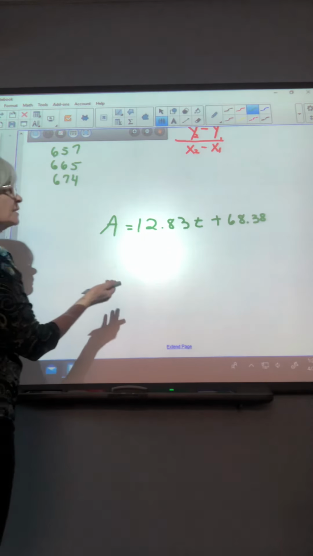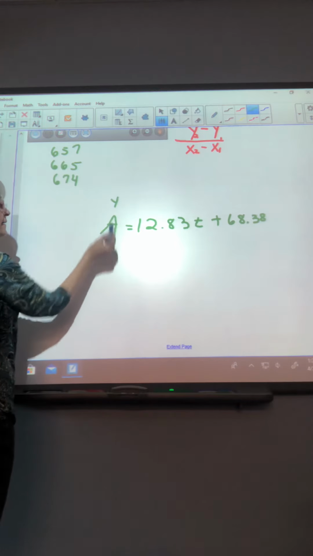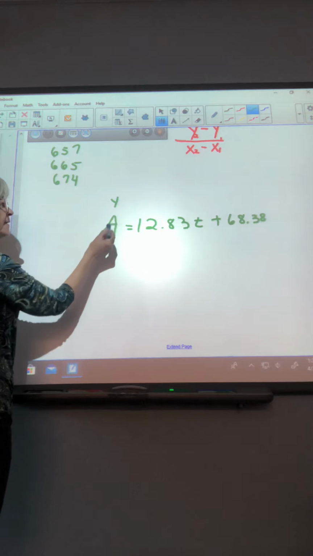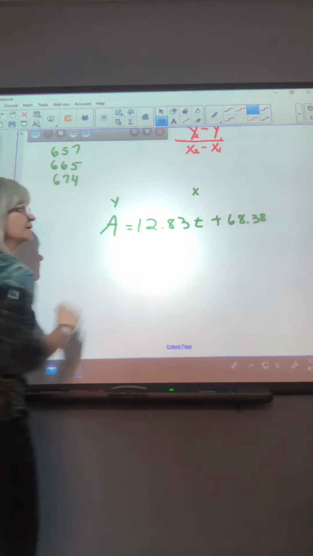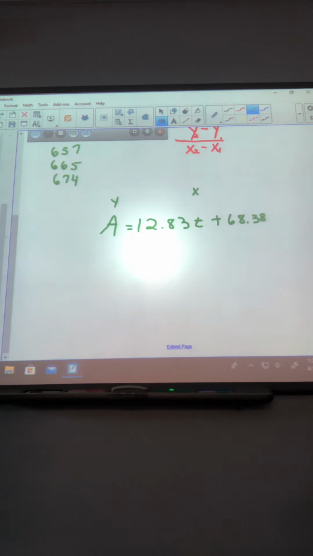Where we usually have a y, we're using an A, so keep that in mind. And where we usually have an x, we have a T, so keep that in mind. The A is, again, the amount in billions of dollars spent worldwide. And the T, if we look at the bottom of the graph, represents time. It goes from 2010 to 2014.